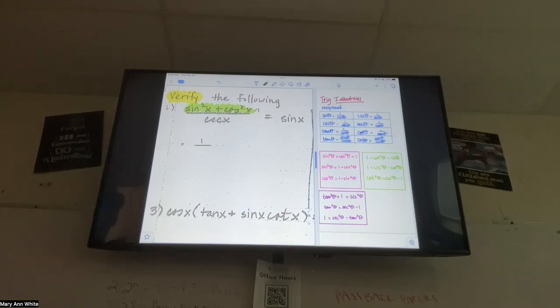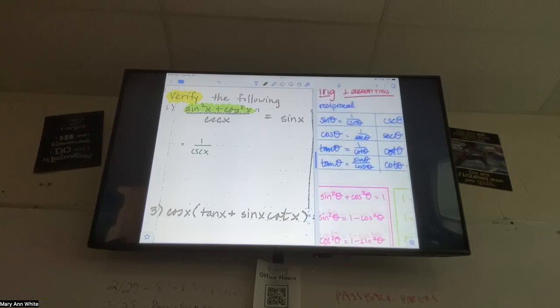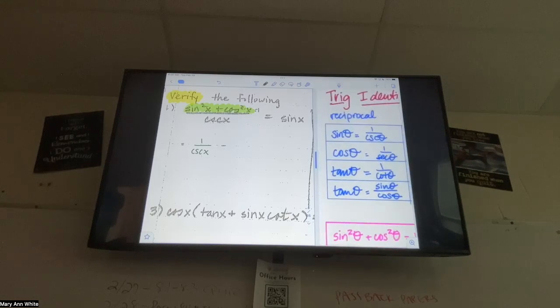So now I've got 1 over cosecant x. Does that look like something that we've seen? What's that the same thing as? Sine x, right? That's our very first reciprocal identity. 1 over cosecant is the same thing as sine x. So I see that that's equal to sine x. I draw my little arrow and I draw a smiley face and be like, yes, I did it. And we're good. Wasn't too bad, was it?